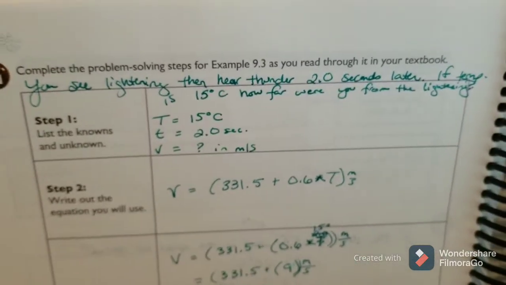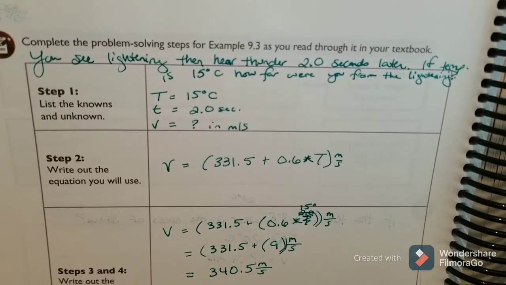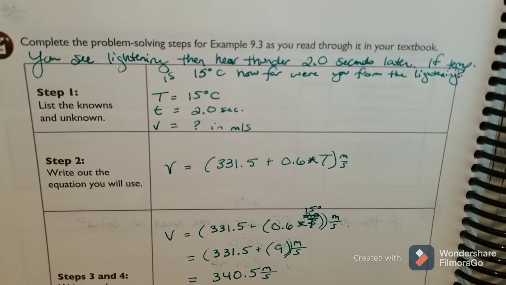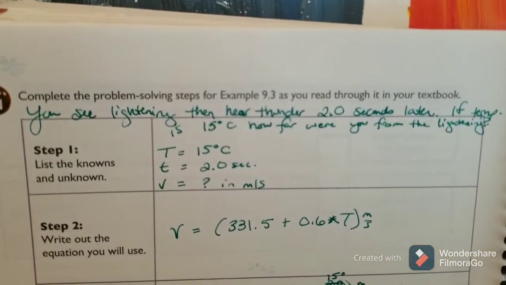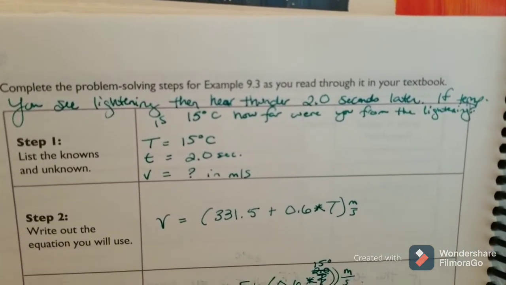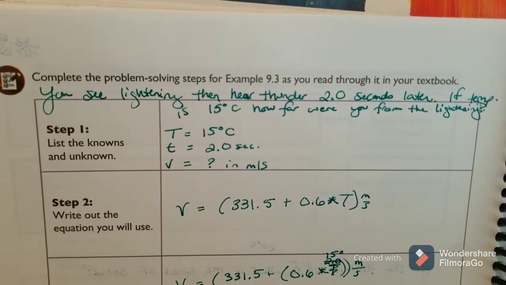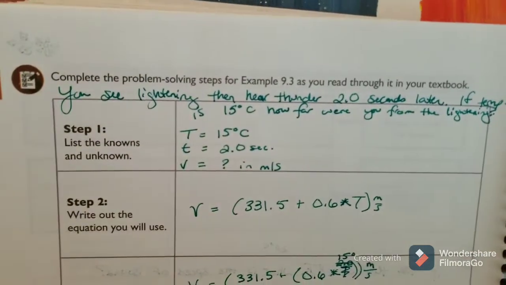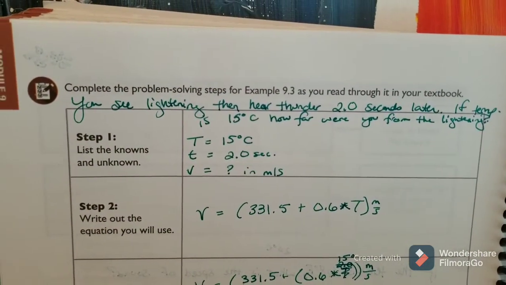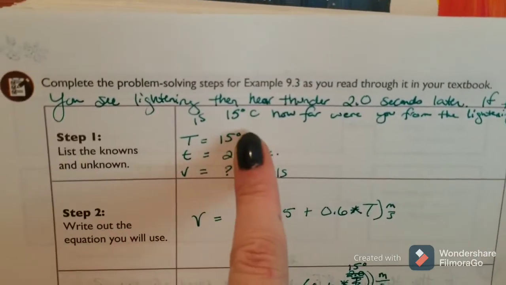And all right, so let's see here. You see lightning, and then you hear thunder 2 seconds later. If the temperature is, did you guys know the speed of sound is affected by temperature? I think that's fascinating. So temperature is 15 degrees Celsius.